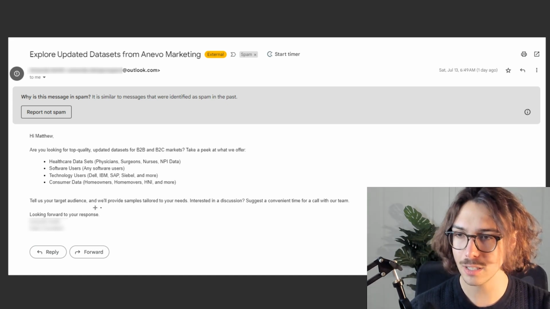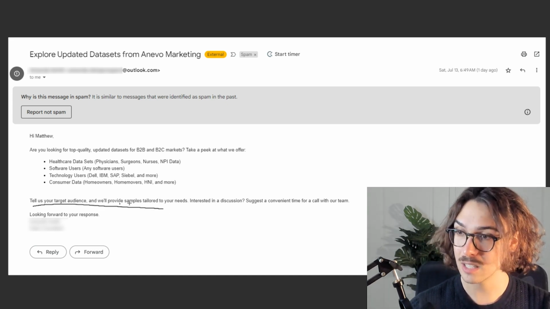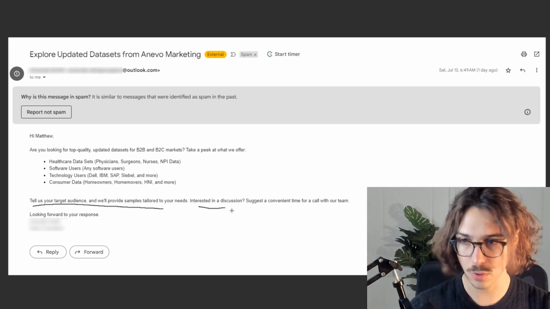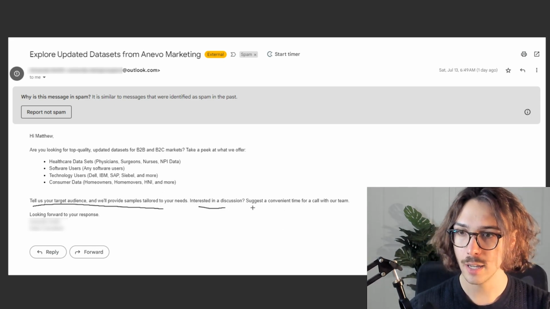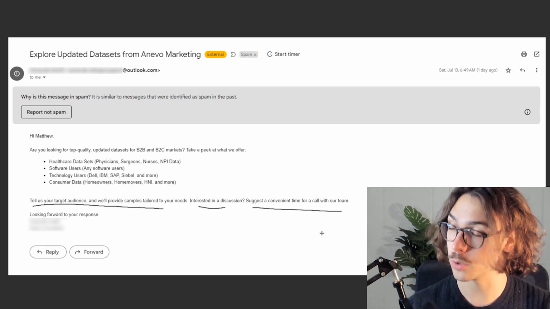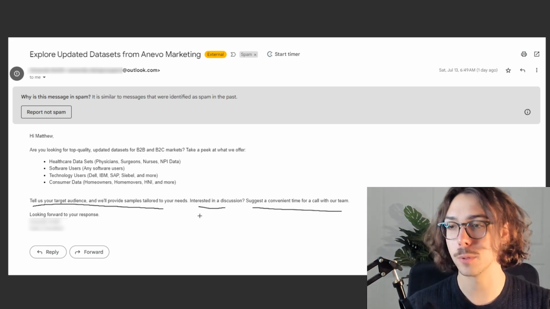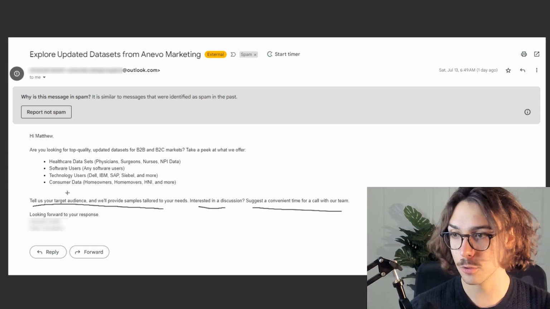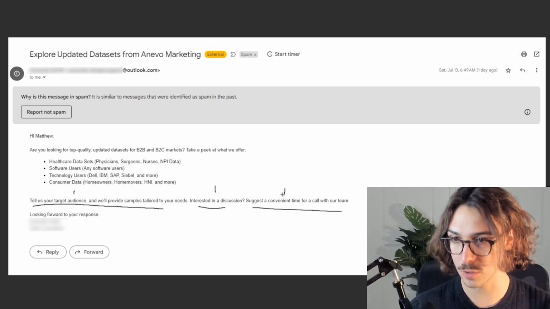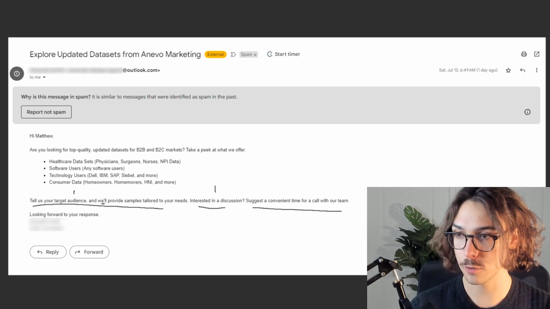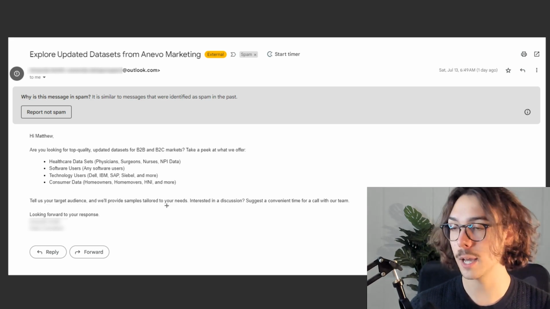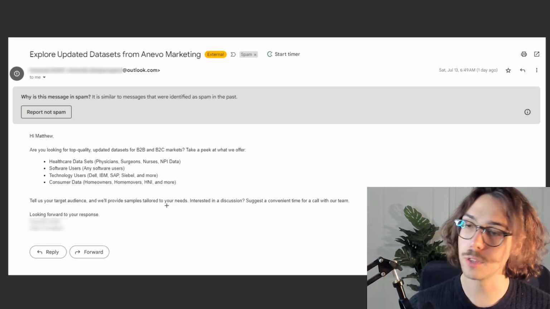The bigger issue I see here is there's three calls to action. "Tell us your target audience and we'll send you a tailored sample." "Interested in discussion," which is a call to action in and of itself, and "suggest a convenient time for a call with our team." These are three different calls to action, which makes me really confused about what the next step I'm supposed to take is. So here I would either do this call to action, or this one, just pick one. I really prefer the first one because this is a lead magnet saying, hey, I'll give you a free sample. And I think that would work a lot better.